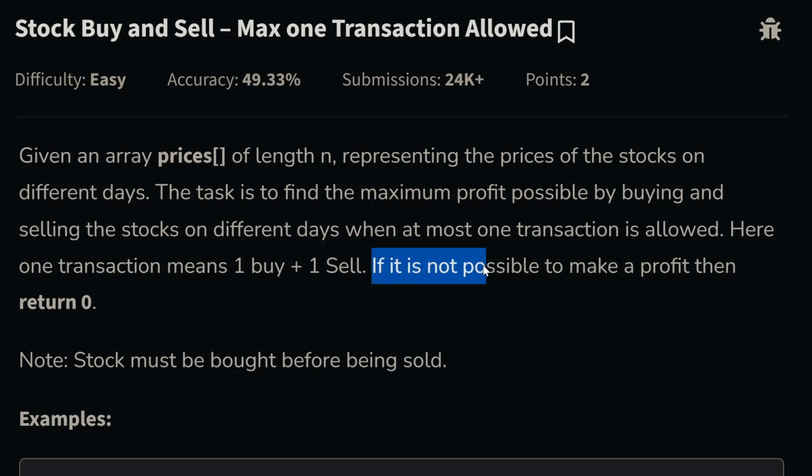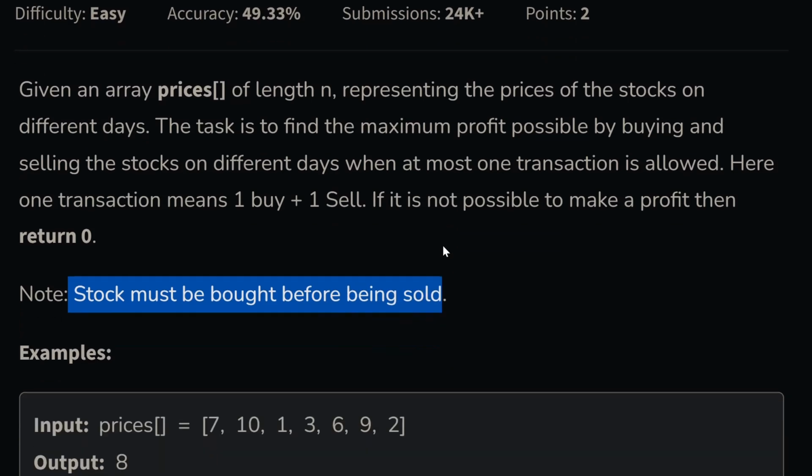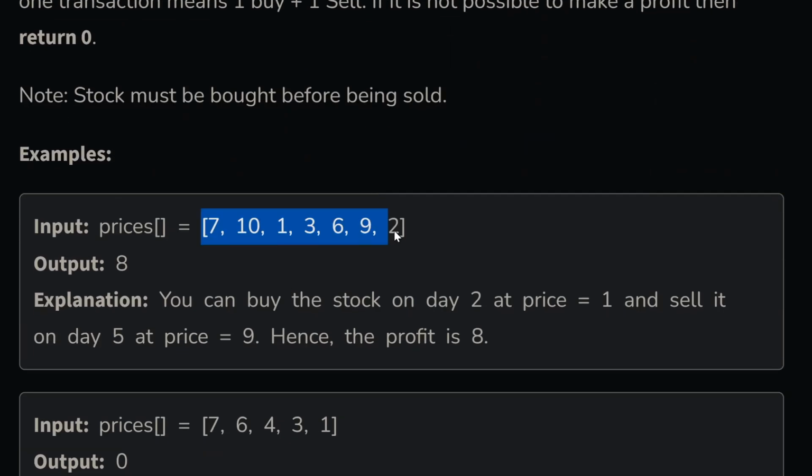If it is not possible to make a profit, then we need to return 0. The note here is stock must be bought before selling. So we have been given this array. If we buy stock at this position, then we sell at this position, we get a profit of 3. Then if we buy at this position, there is no maximum. If we buy at this position, maximum is this, profit is 2.